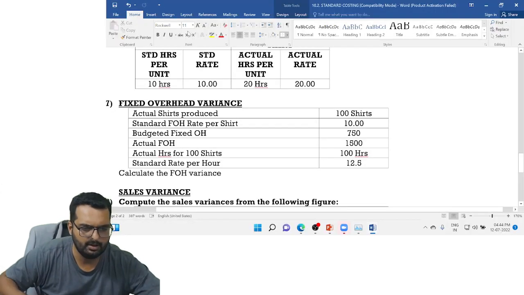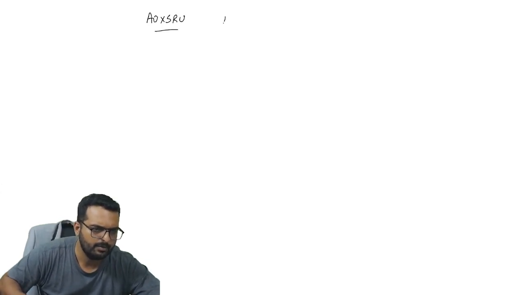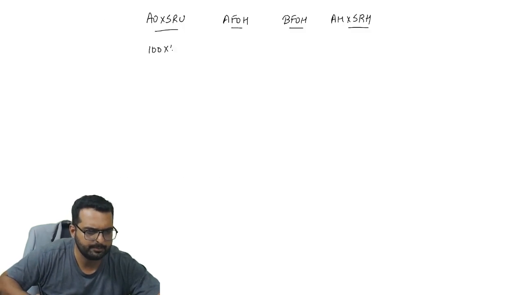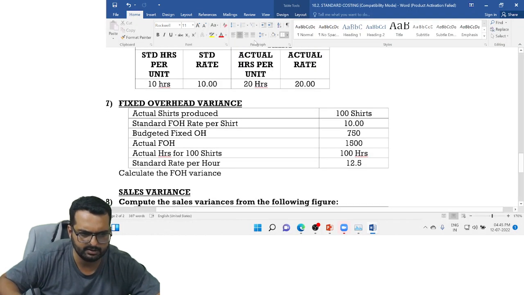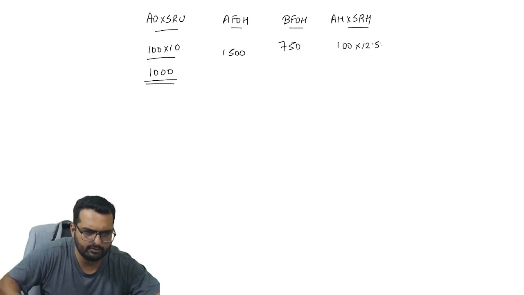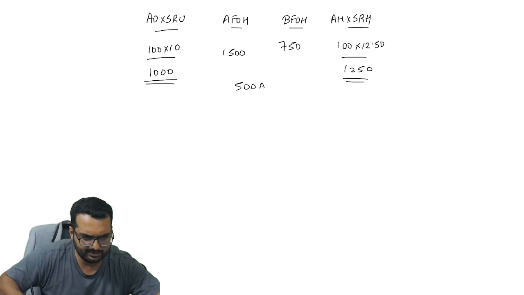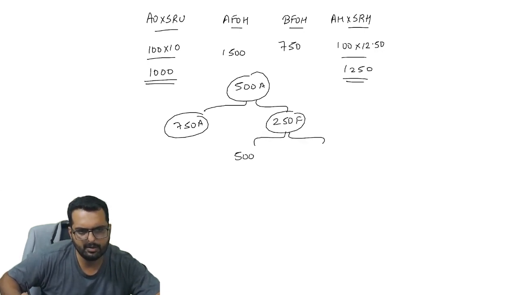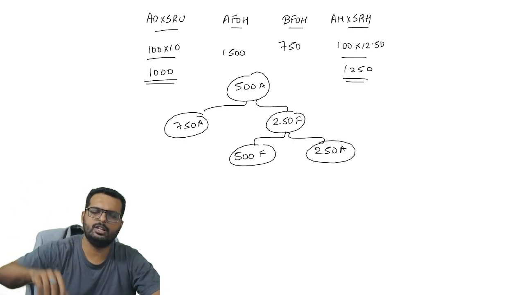So here it will be AO into SRU, AFOH, BFOH, AH into SRH. So it will be 100 shirts into 10. Does that turn out to be the same number that we had taken? Budgeted is 750, but the actual is 1500. Actual hours is how much? 100 into 12.5. So you get 1250. So do you get the answer as 500 adverse? Then you get 750 adverse, 250 favorable. Inside this, you have 500 favorable and 250 adverse. One more minute, let others finish, then we will go to the next part.